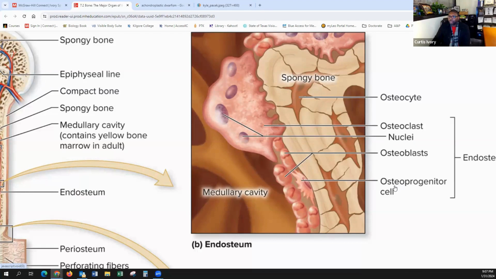Now, osteoprogenitor cells are essentially stem cells, which, remember, can turn into any cell, but osteoprogenitor cells are going to turn into osteoblasts. So essentially, they're just in a beginning stage of becoming an osteoblast.